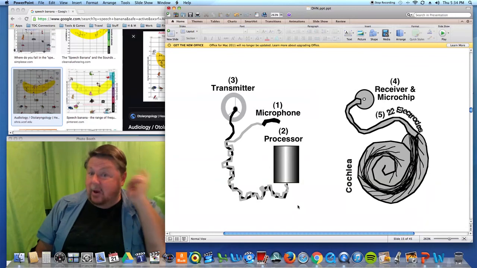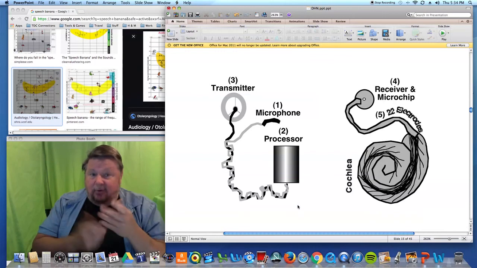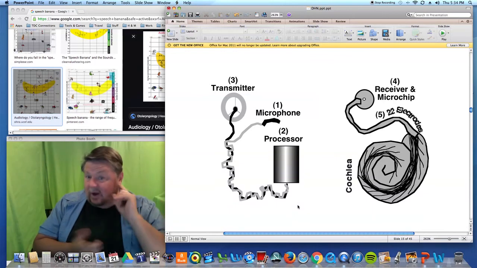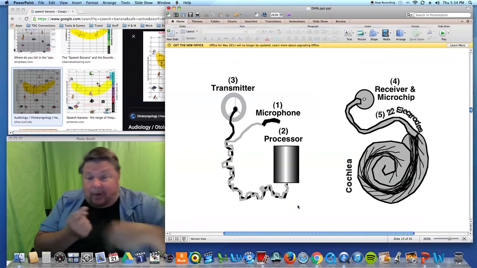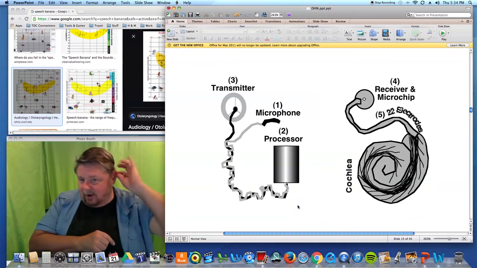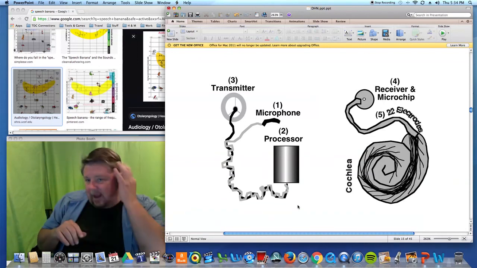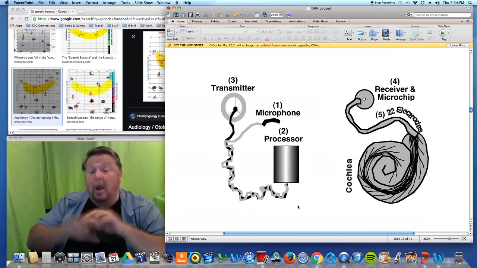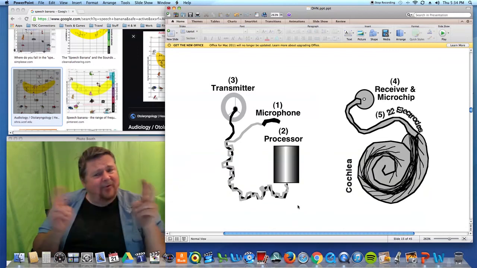Oh, the cochlear implant. What shall we do? So the idea was, well, if the hair cells are dead in the cochlea, can we bypass them? Can we get around them? Can we stimulate the auditory nerve without having the hair cells in the cochlea? Can we do it? And the answer is yes, but it's very rough.